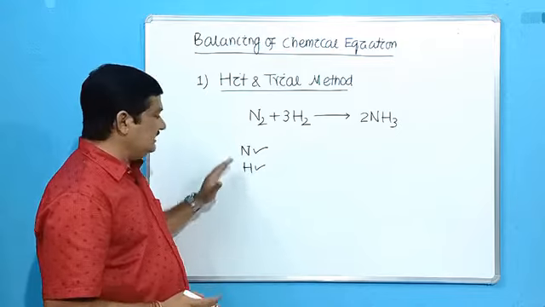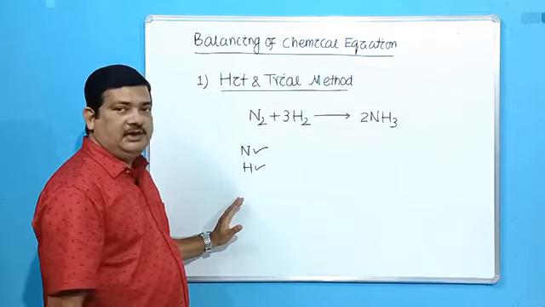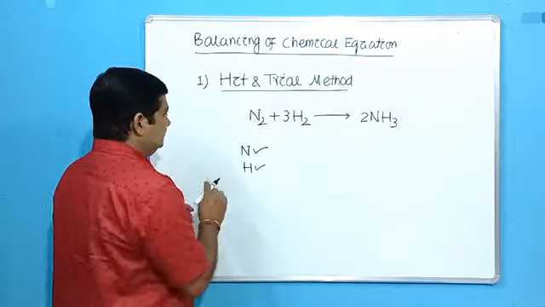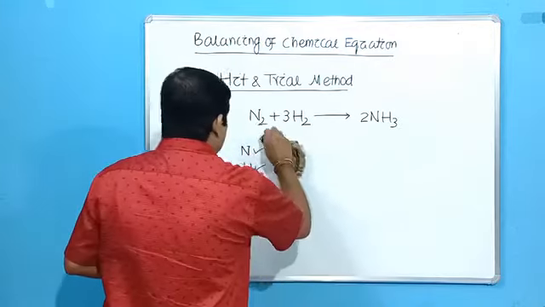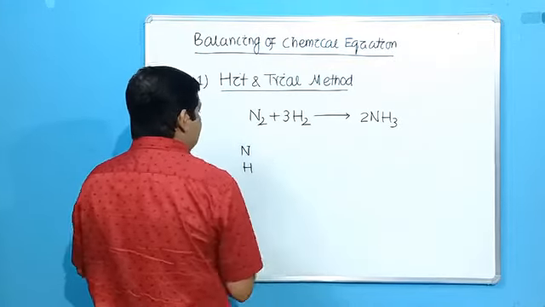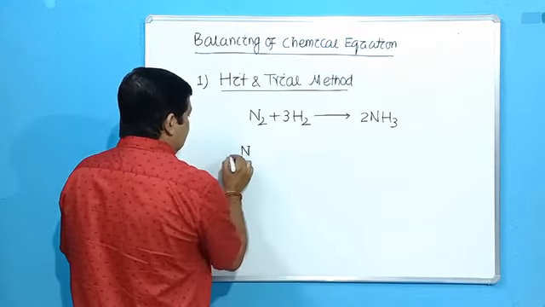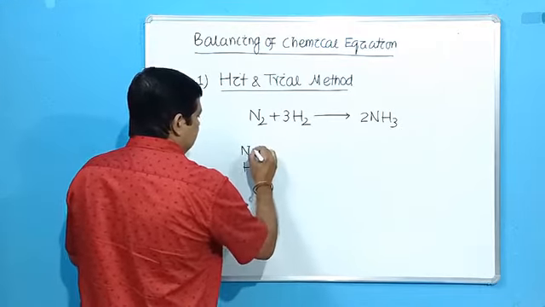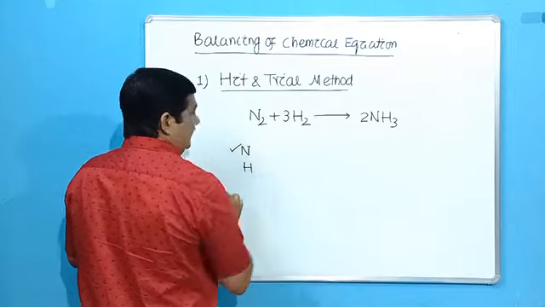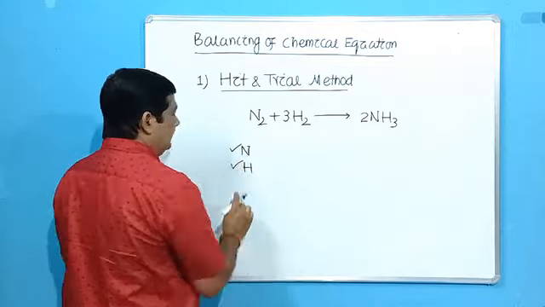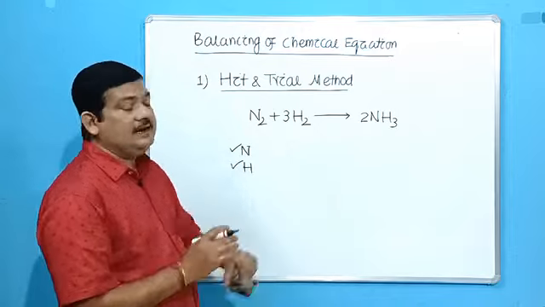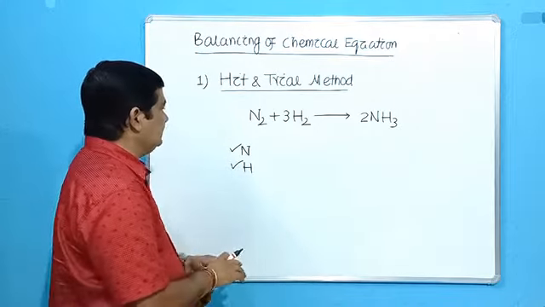So what is the methodology? Write down the various atoms present here. Before balancing, you write down what is the number of nitrogen here. Before balancing, nitrogen was not balanced. So after balancing it, put a tick mark here and put a tick mark here. Okay, that means both sides are balanced now. So this is the first example.